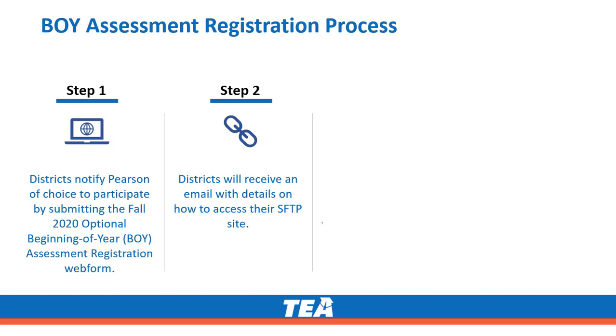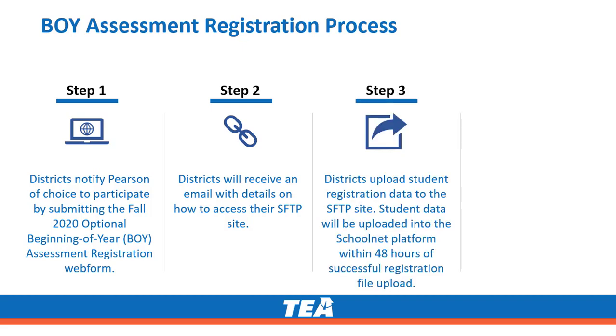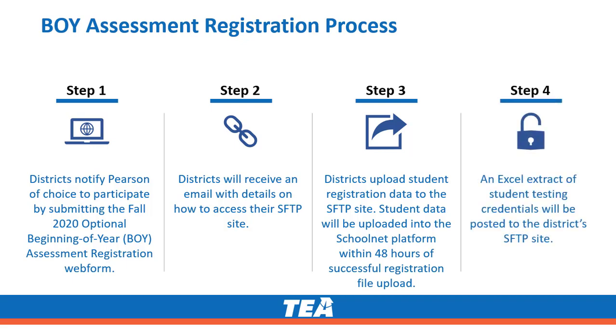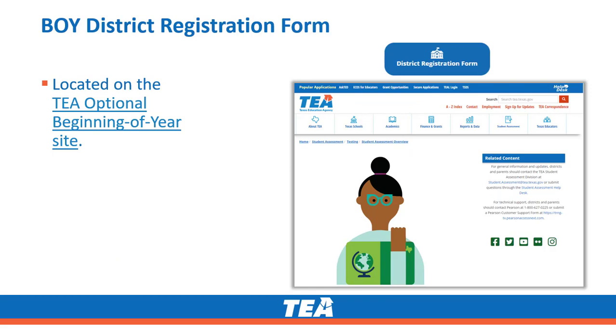Districts will receive an email with details on how to access their SFTP site. Step 3. Districts upload student registration data to the SFTP site. Student data will be uploaded into the Schoolnet platform within 48 hours of successful registration file upload. And Step 4, an Excel extract of student testing credentials will be posted to the SFTP site. BOY District Registration Form. The BOY District Registration Form is located on the TA Optional Beginning of Year site.